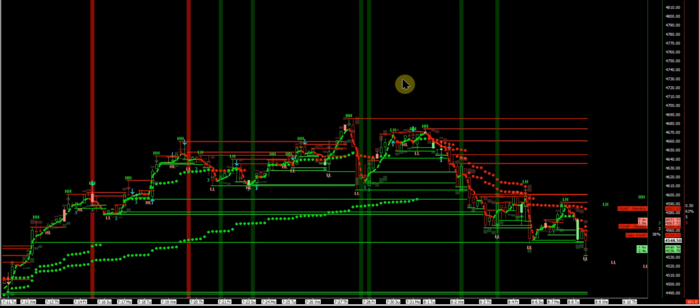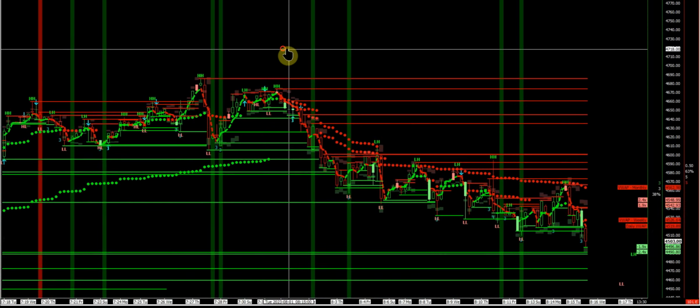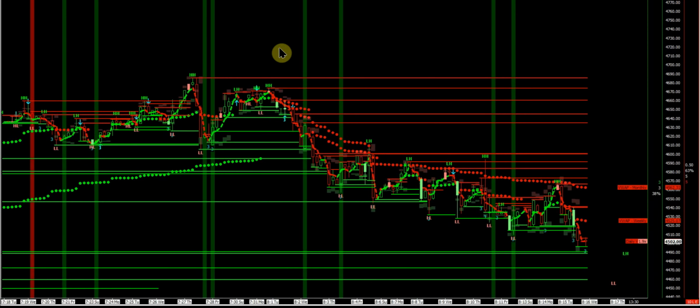But what happens? You start seeing a bunch of these red extensions on the zigzag, and this is where it gives you a really cool view of the bigger picture. Number one, the green arrows at the bottom, which would basically be your buys, are starting to get violated as you come down.